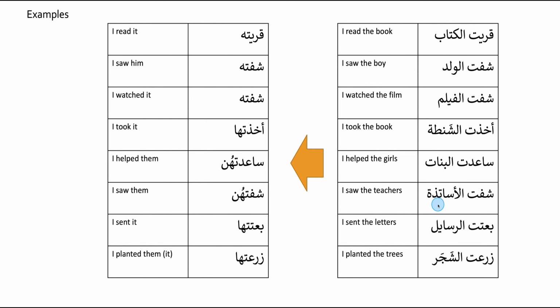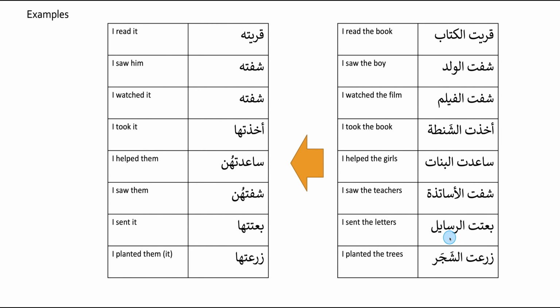شفت الأساتذة, I saw the teachers. شفت الأساتذة, and you would say شفتهن, I saw them. So hon belongs to the teachers and it's animate, plural, or human, plural, in order to simplify it.